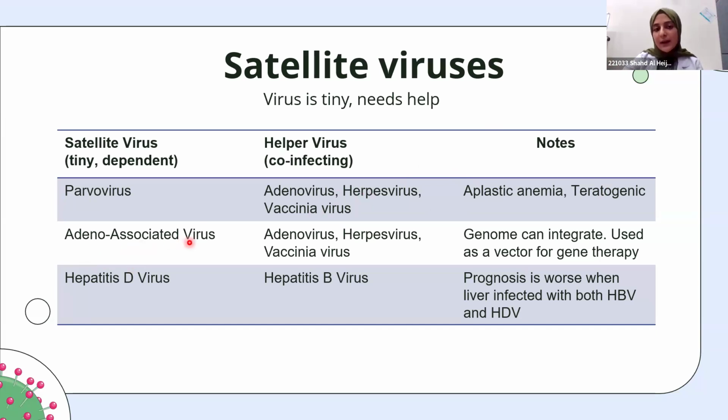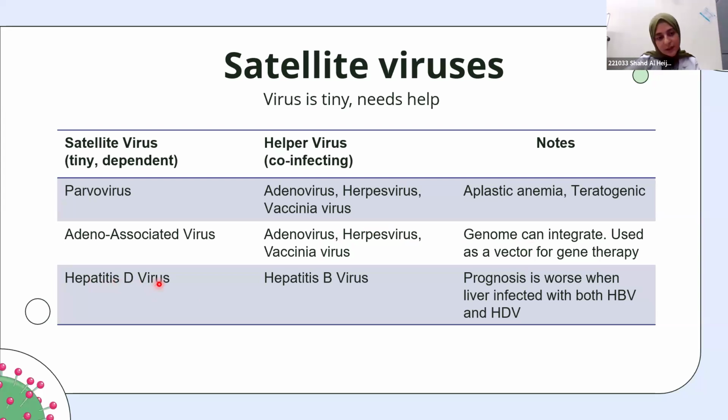So adeno-associated virus, again, will need the same helper viruses. You have adenovirus, herpes virus, vaccinia virus, and the genome will integrate into the host, and it's used as a vector for gene therapy. You don't need to know details. I don't remember when they asked about this last one, but just memorize this. And they don't usually ask in detail about this.